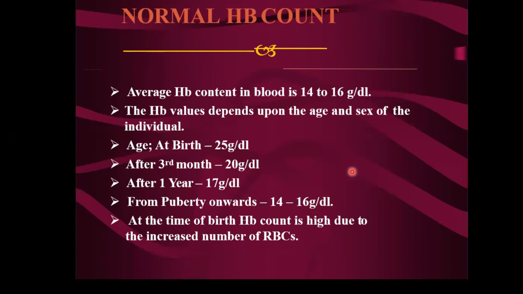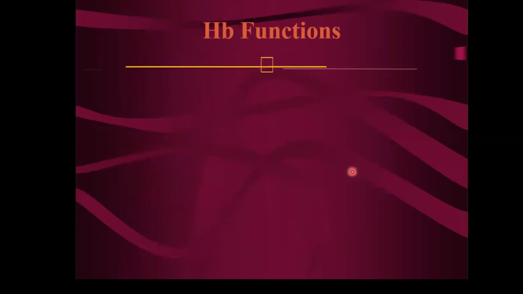If we consider age, then at birth there is almost 25 grams per deciliter of hemoglobin present in the blood. After 3 months, the quantity falls to 20 grams per deciliter, and after 1 year it falls to 17 grams per deciliter, while from puberty onward, a value of 14 to 16 is maintained. At the time of birth, the hemoglobin count is high due to the increased number of red blood cells and the increased need for oxygen supply to the body.